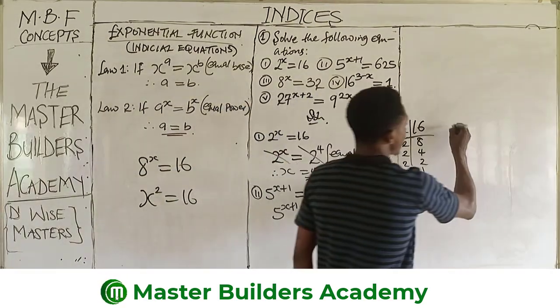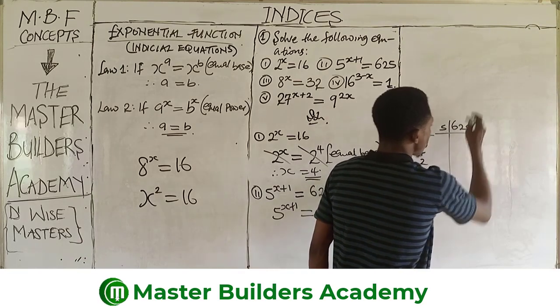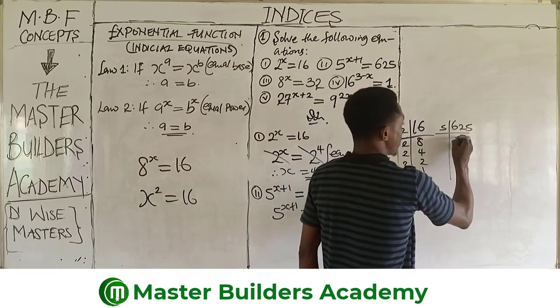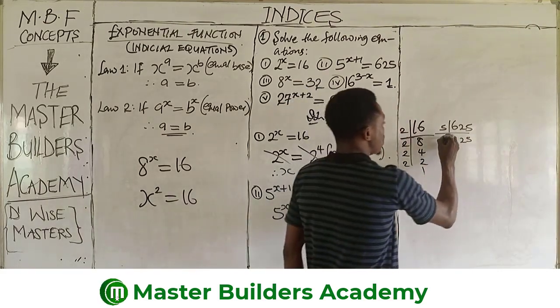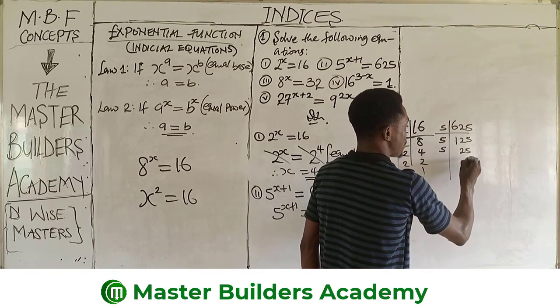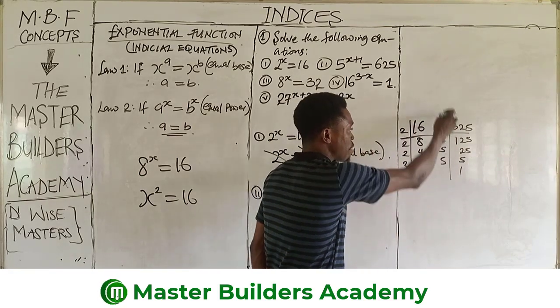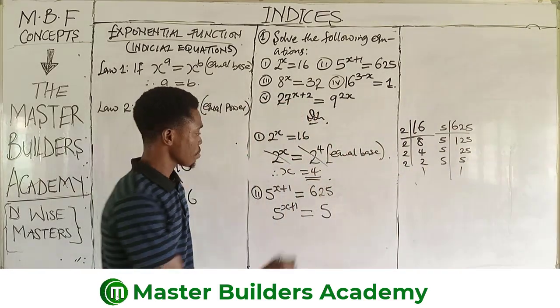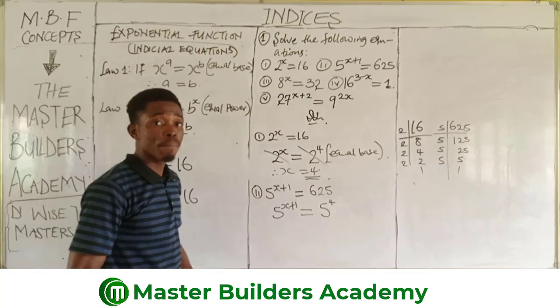So if I have 625 divided by 5, that would have given us 125. Now 125 divided by 5 would have given us 25. Now 25 divided by 5 will give us 5, and 5 divided by 5 is 1. So 5 in 4 places. This would have given us 5 raised to the power of 4.